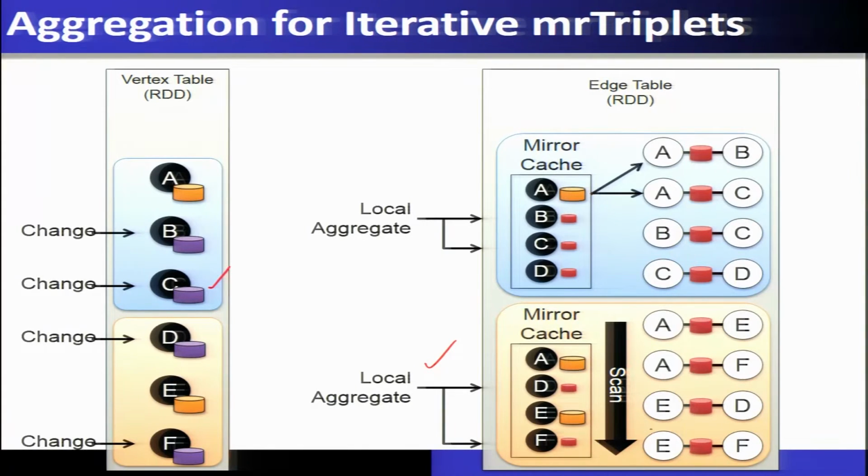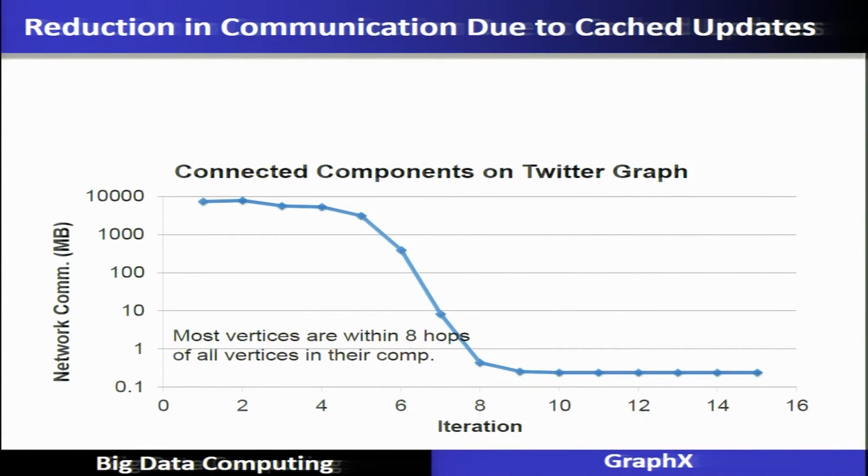Whether some modifications are done in the vertex, or while scanning the edges any computation or changes are happening at these edges, all these will be aggregated, and the number of communications can be reduced in this way, hence the performance can be increased. Now, if you measure how much reduction in communication is achieved due to the cache updates, we can see that even for the connected components computation on a Twitter graph, the communication is heavily dropped in this particular case.